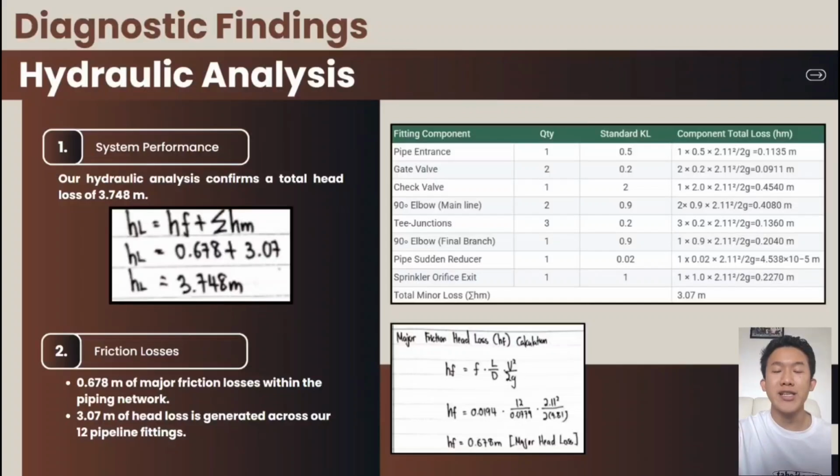First, hydraulic analysis. Let us look at our system requirement. Our analysis showed that if we want to supply water to the top floor, we must overcome a total head loss of 3.748 meters, which accounts for both major friction losses of 0.678 meters and cumulative minor losses of 3.07 meters across our 12 pipeline fittings.